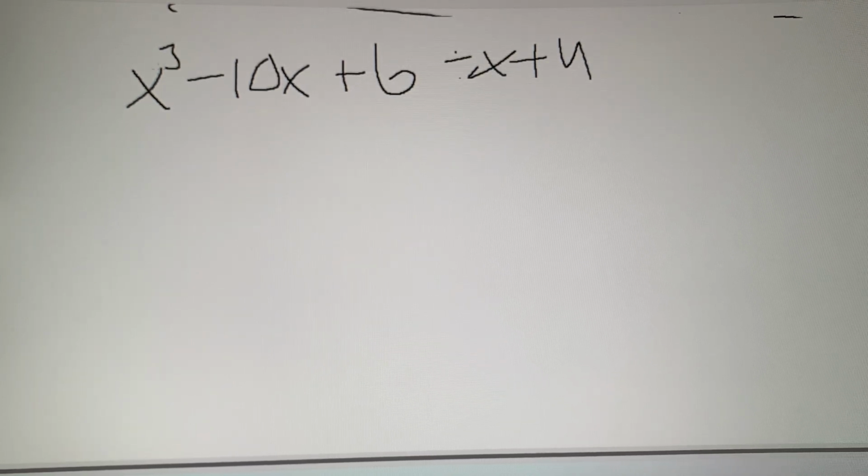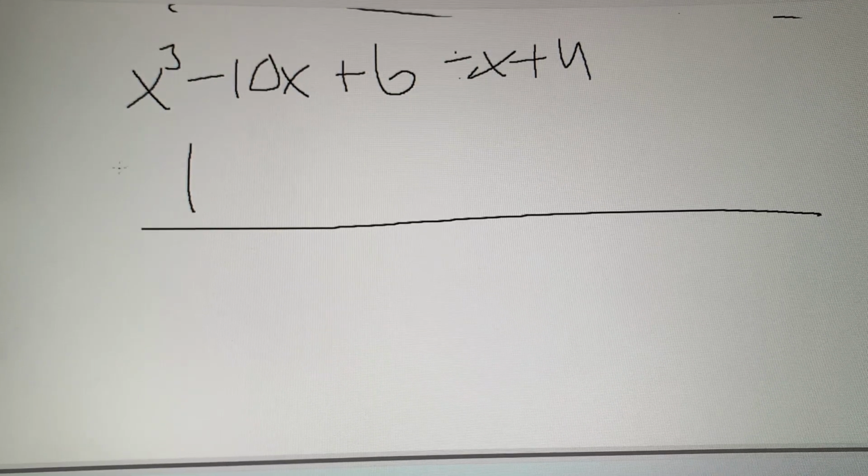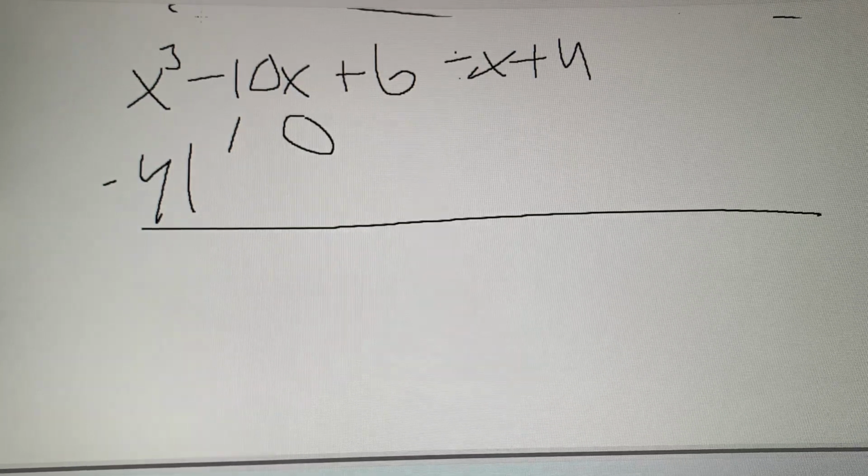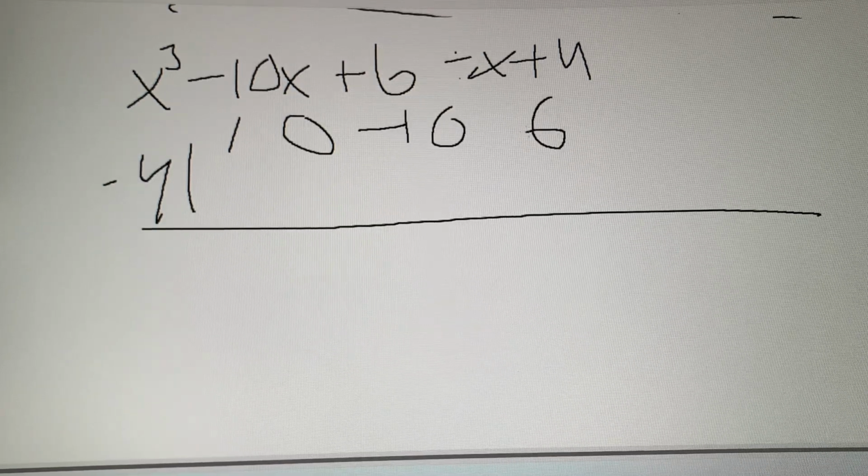A thing you should also notice here is we're missing an x to the power of 2. When you're missing something like that, you're going to have to replace it with a 0. You're still going to need the placeholder. Alright, so we have negative 4, we have 1, this is 1, x is not 0, remember it's still a value. And then we have 0 for x squared, we have negative 10, and we have 6.